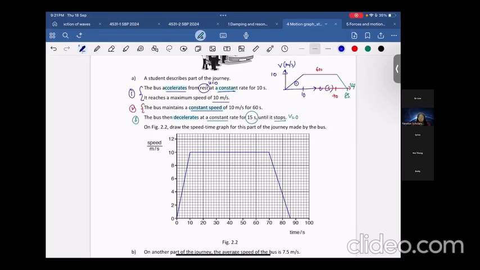Okay, so digest this question. Any of you want to ask me a question? You may ask me right now. Okay, 3 sections, so you add on the time. 10 seconds, another 60 seconds, so it goes to 70. Another 15 seconds, so it goes to 85. At the end, we stop at 85.